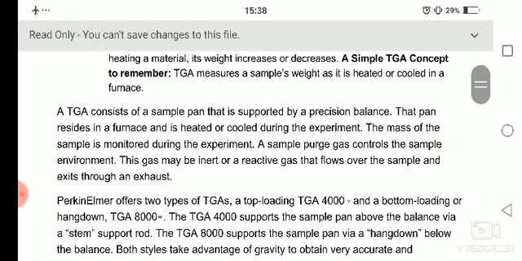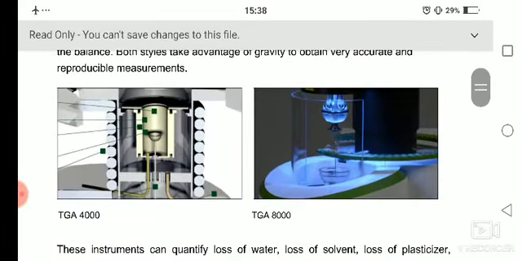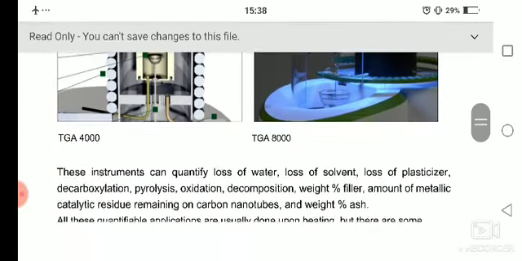A TGA consists of a sample pan that is supported by a precision balance. That pan resides in a furnace and is heated or cooled during the experiment. The mass of the sample is monitored during the experiment. A sample purge gas controls the sample environment. This gas may be inert or a reactive gas that flows over the sample and exits through the exhaust. So this is the basic picture of a TGA.